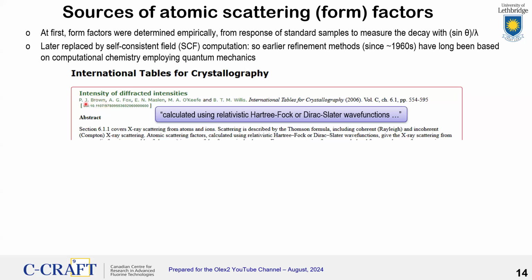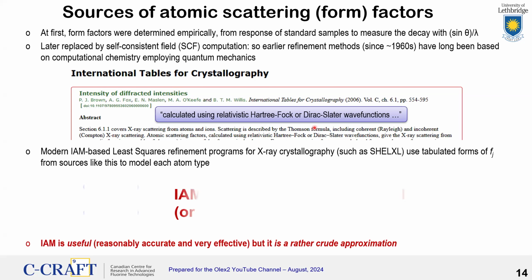So, for example, in the International Tables, we have this particular table, the intensity of diffracted intensities. These are tabulations for each of the elements of their form factors as a function of sine theta over lambda, and they are used by several different crystallographic refinement softwares. But if you look at the fine print, it'll tell you that they are calculated using relativistic Hartree-Fock or Dirac-Slater wave functions. And that just simply means that we've all been doing quantum crystallography for the last 50 or 60 years, but most of us weren't aware of the fact that we were doing so.